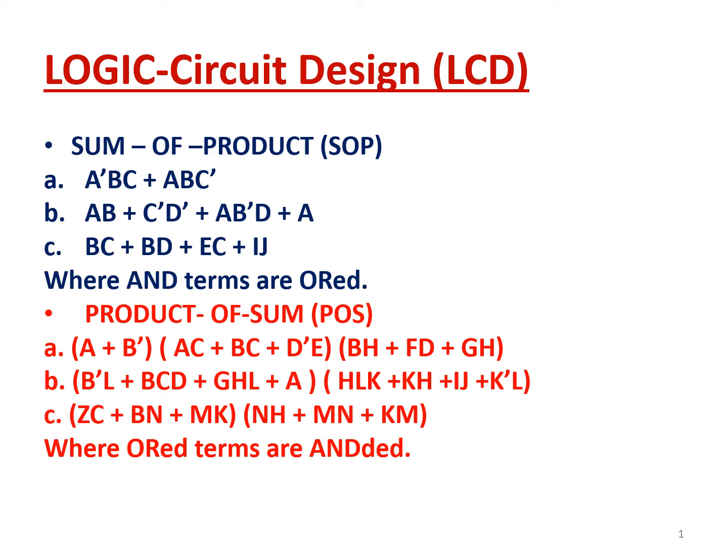Similarly, the product of sum, or POS, we call (A or B complement) multiplied by (AC plus BC), or (D complement E) multiplied by (BH plus FD), or GH. So similarly the other terms. Now here we are basically multiplying the sum terms, where OR terms are being ANDed.